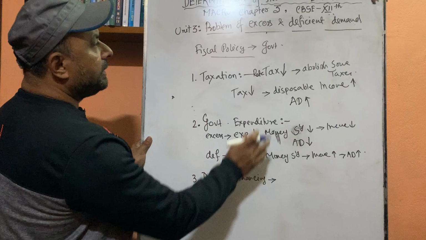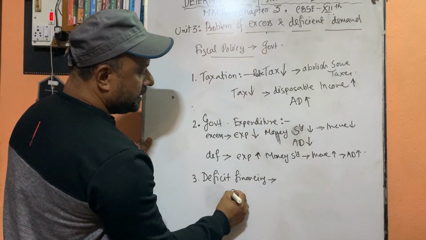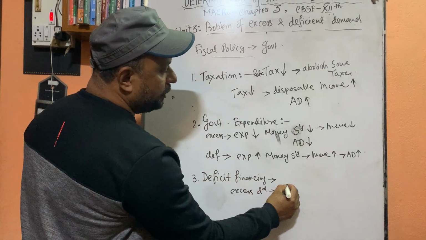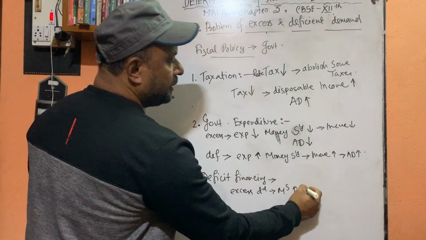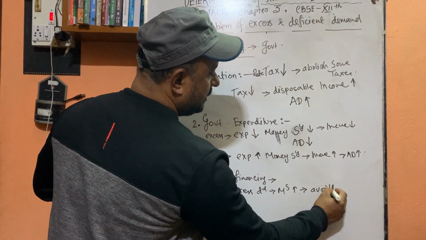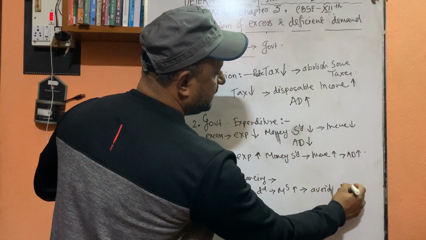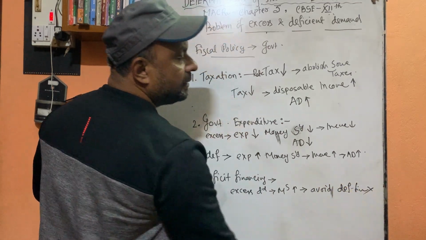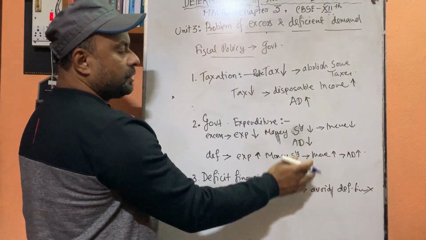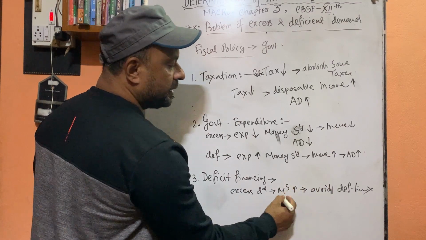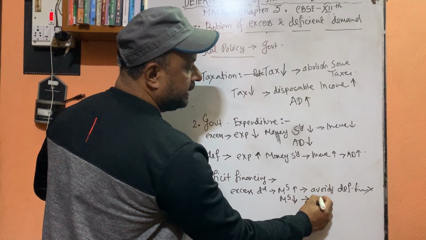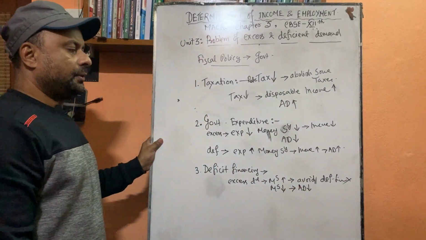Now when there is already excess demand in the country, it means money supply is already more in the country. At that time the government will avoid deficit financing. Government will not follow any deficit financing policy because money supply is already more. So if the government avoids deficit financing, automatically the country's money supply will fall. If money supply falls, the aggregate demand level of the economy also will fall.